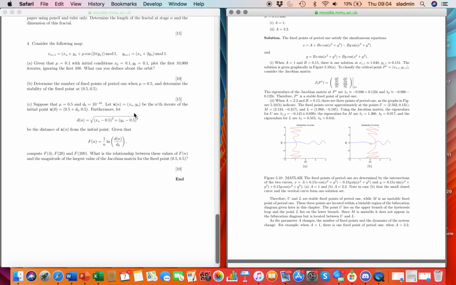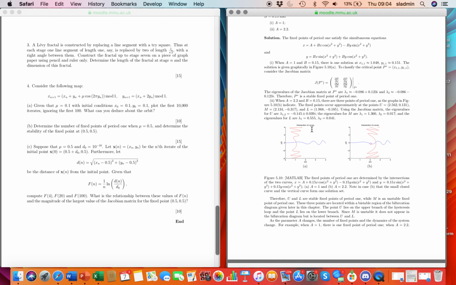Then we need to iterate. So again, you have to write a little program for this and then try and give a physical interpretation of the results. So that concludes the video support for this piece of coursework.